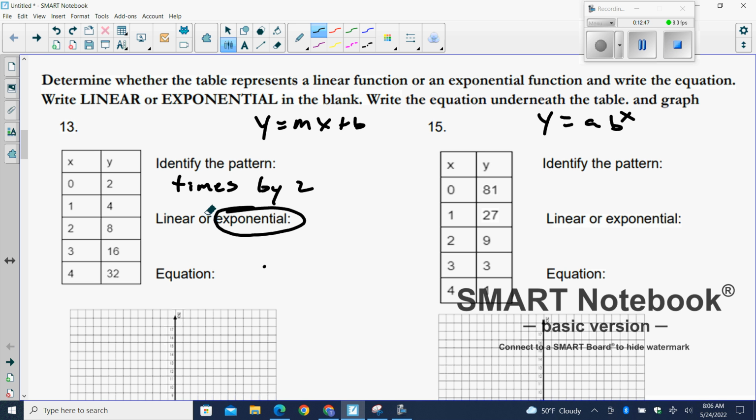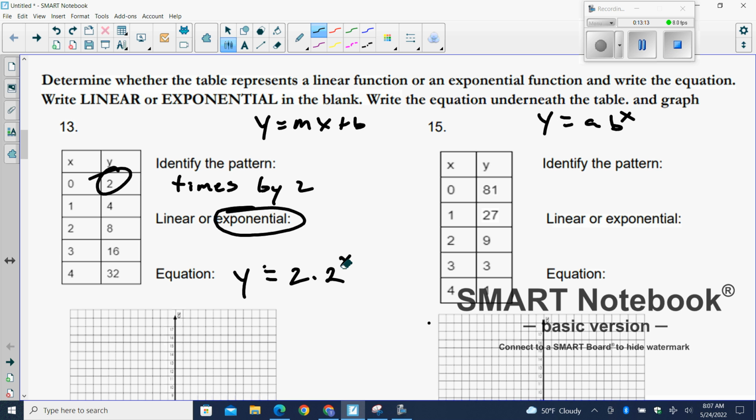What is a? A is my initial value. What does that mean? That means it's the value of y when x is 0. That is 2. Y equals 2, right? Times, what's my pattern? Well, we're multiplying by 2. Okay, so that's my b value raised to the x power. And there we go. There's my equation.